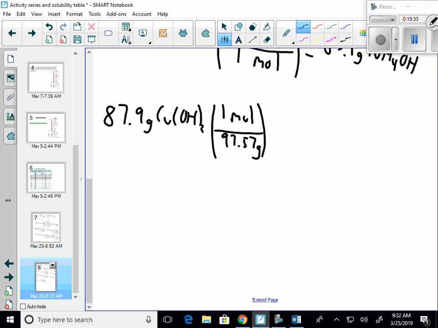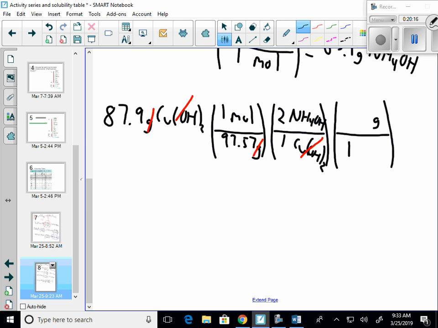Instead of me hitting equals and giving you a value, I know what I just did is I canceled out grams. And now I have moles of copper 2 hydroxide. I go straight into my next conversion. And I wanted to solve for the ammonium hydroxide from the copper hydroxide. Because now, look, I have copper hydroxide on the top and on the bottom. They cancel out. I'm left with moles of ammonium hydroxide. Again, I don't hit equals. I do my third conversion.